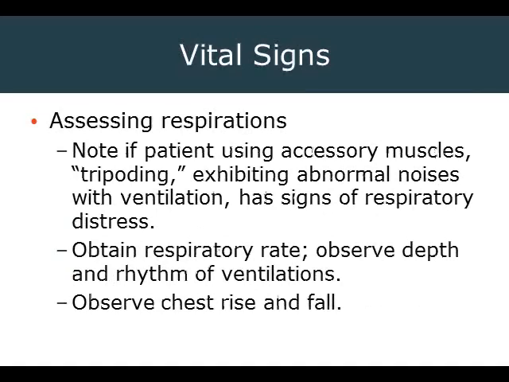So note if the patient is using accessory muscles. This kind of goes along with detecting their effort, the work of breathing, increased work of breathing, I guess is another way to put this. So if they have something like tripoding, they have abnormal noises with ventilation, so they're grunting, they have signs of respiratory distress. These sorts of things show that they're working extra hard to move air in and out.